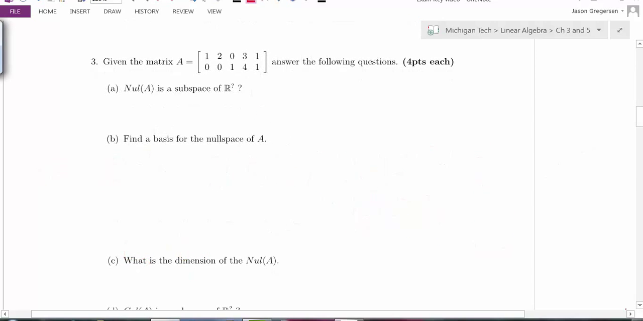All right, number 3 says, given this matrix, answer the following questions. The first one says, the null space of A is a subspace of R what? Well, the null space is a set of all solutions to the homogeneous equation, Ax equals 0. Now we have this matrix up here, which is a 2 by 5 matrix. So if I'm looking for possible x's where I can take A times x, they have to have 5 components. x must live in R5. So that means the null space of A, a subset of all those x's, must be a subspace of R5.